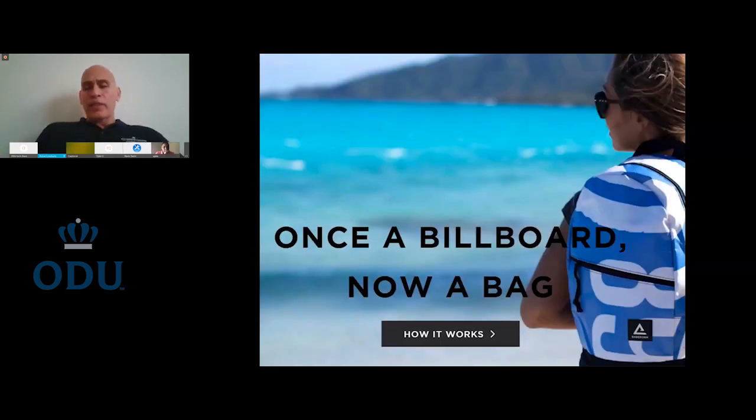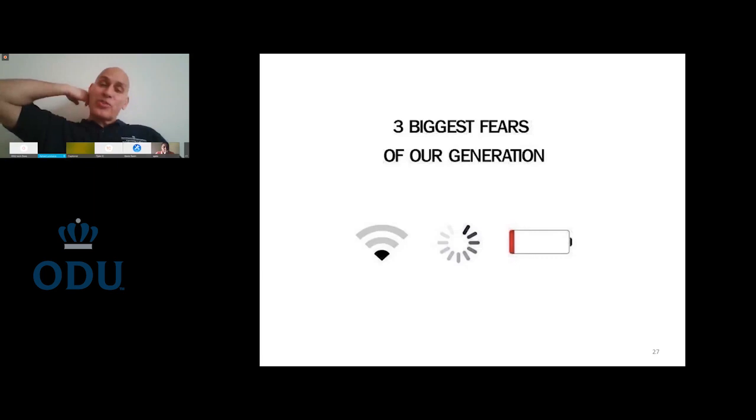And there's a famous company called Rareform that uses billboards and builds bags out of them. And again, with that particular element of being a green organization, right? Good for the environment, which is also important. So I always say to students and people, if you want to identify a problem that can make you a lot of money, not necessarily an easy problem to solve, try to solve any of these three problems, which are the biggest fears of anybody watching this presentation right now.